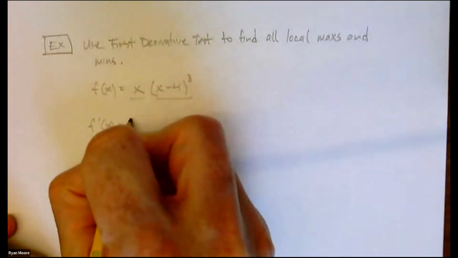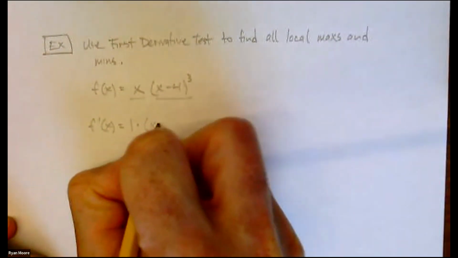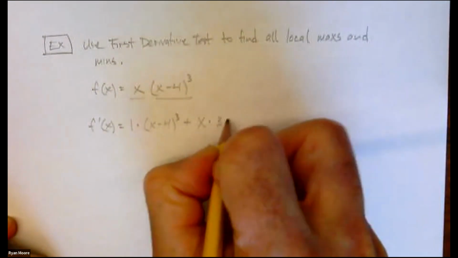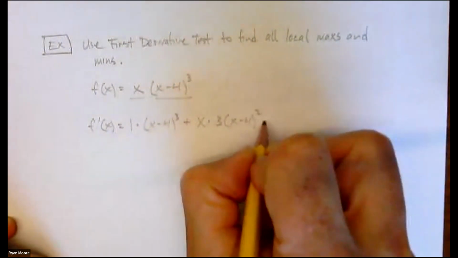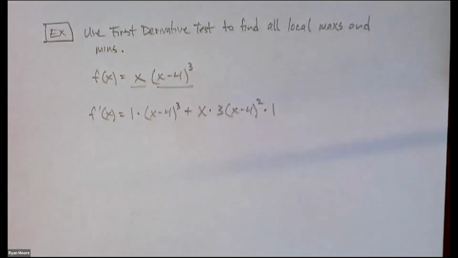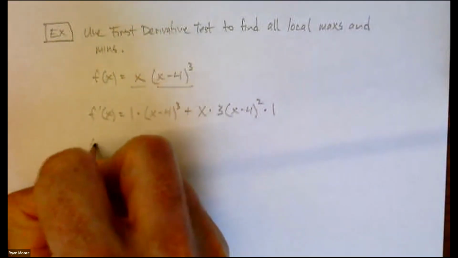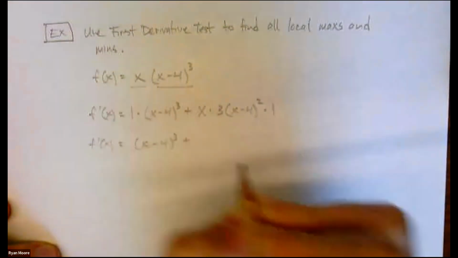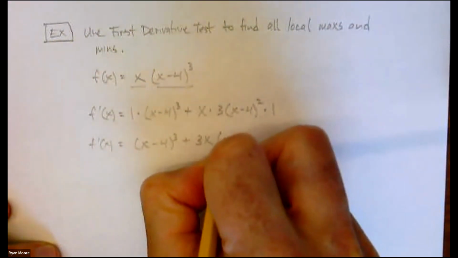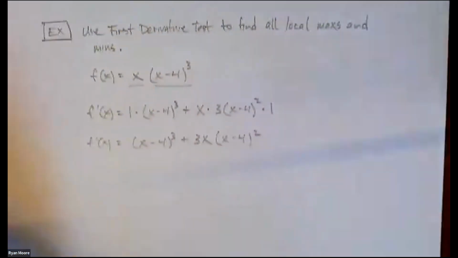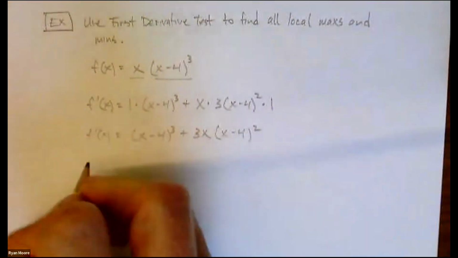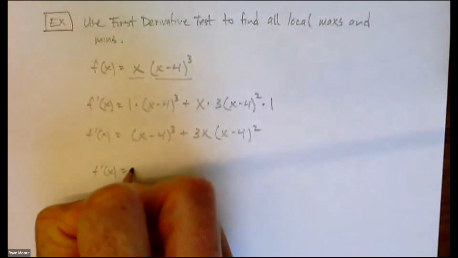Okay, product rule says 1, and then we'll multiply by our x minus 4 cubed, plus x times 3 times x minus 4 squared times 1. Okay, looks good. So f prime of x equals x minus 4 to the third plus 3x times x minus 4 squared. Where does this derivative equal 0?